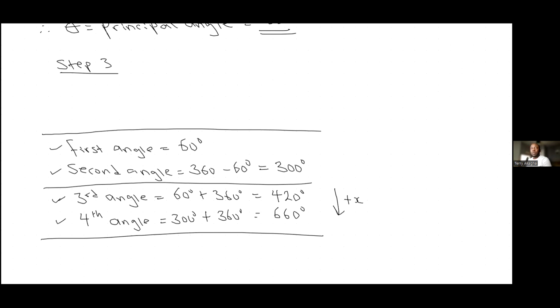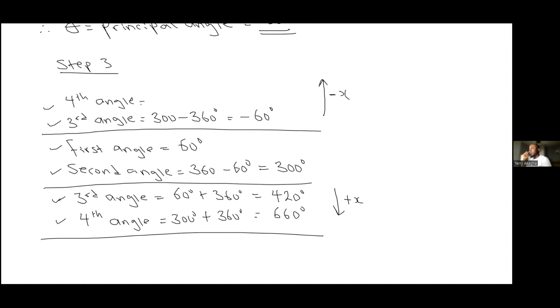Don't worry, you'll know it very soon. Now, I can also go in the negative direction. So the third angle, going in the negative x direction, is going to become 300 minus 360 degrees, and this is going to give us minus 60 degrees. To get the fourth one in the negative x direction, the fourth angle is going to become 60.